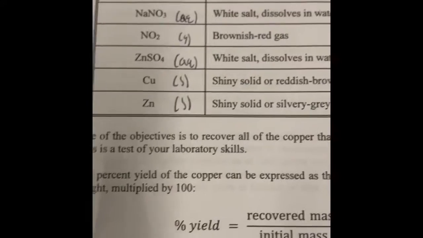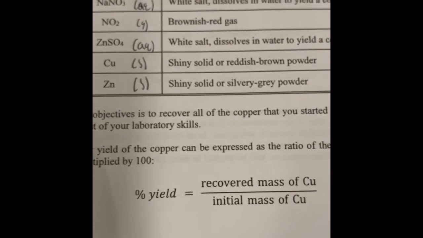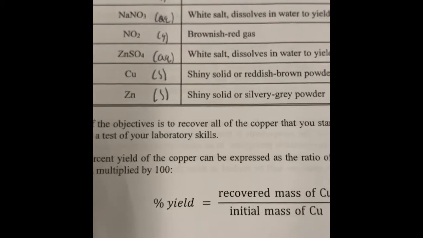From there, nothing happened to get rid of the sulfate. So, going to the chart, a white salt, which makes sense because we said there was a whitish clear solution, is ZnSO4, or zinc sulfate, which is aqueous.